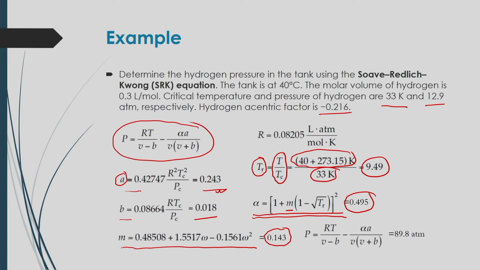Now if you substitute the alpha value, A value, B value and also the molar volume in this equation at that particular temperature, you can easily calculate the pressure by this SRK equation, and it is finally coming as 89.8 atmosphere. So this is your basic equation for how to calculate the pressure and volume by the SRK equation.